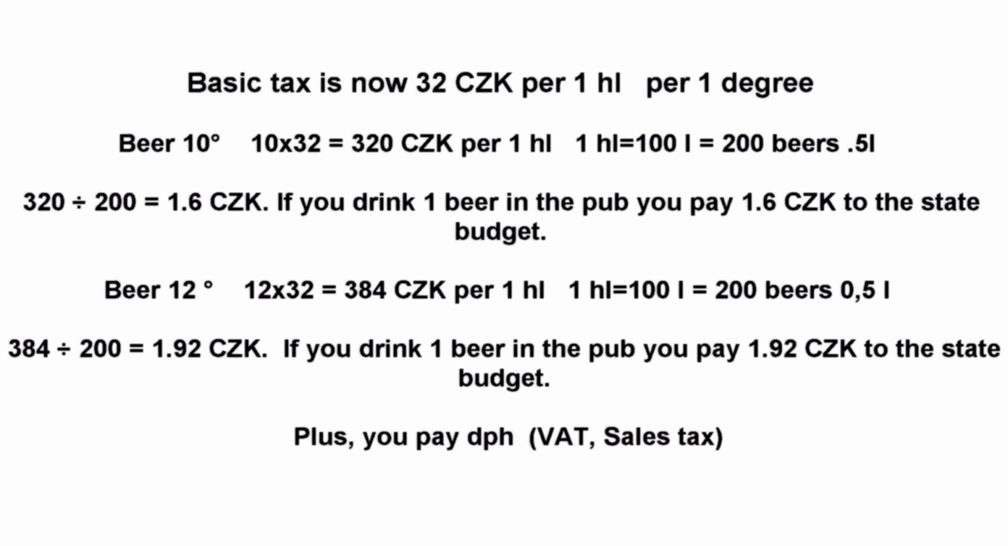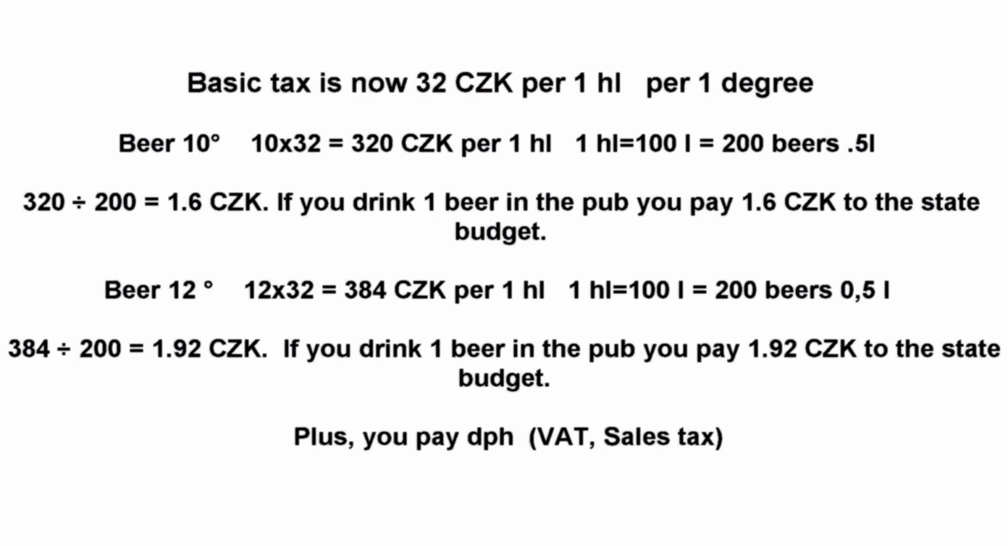Basic tax is now 32 crowns per hectolitre per 1 degree. So, for example, if you have beer at 10 degrees, it's 10 times 32 equals 320 crowns per 1 hectolitre. 1 hectolitre is 100 litres, for example 200 half-litres of beer. So it's 320 crowns divided by the 200 beers is 1.6 crowns. So if you drink 1 beer in the pub, you pay 1.6 crowns to the state budget.